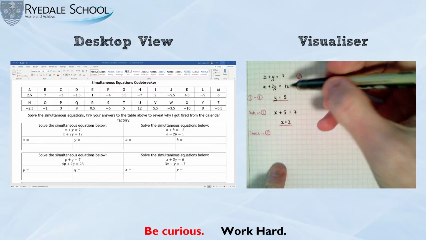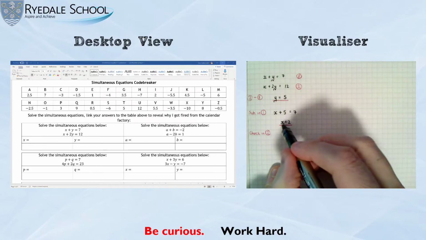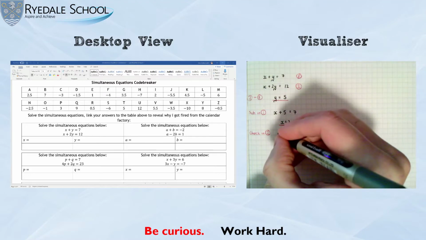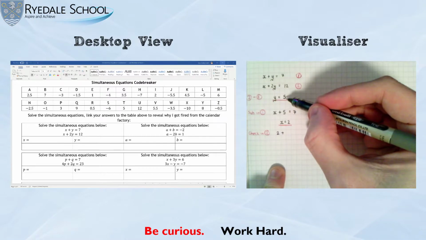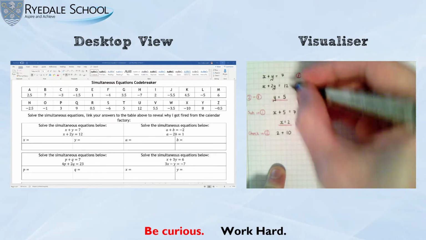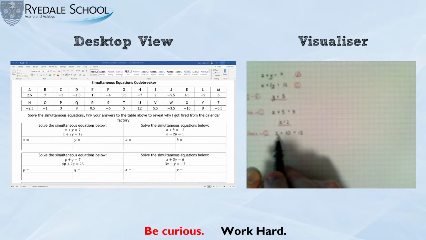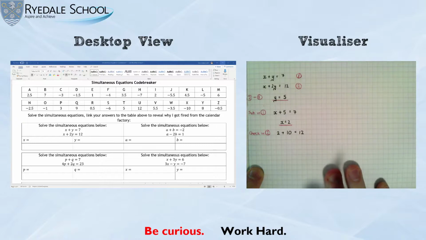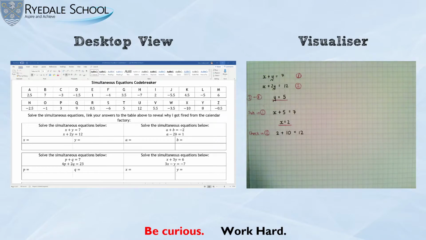So checking in 2, the equation says x plus 2y's has to equal 12. Well, I know that x is 2, so I'm going to write x is 2. I'm adding 2y's. Well, I know that y is 5, so 2 y's would be 10, and it is meant to equal 12. So here I have a calculation, and if that calculation makes sense, I know everything is correct. Is 2 plus 10 12? Well, of course it is. So that's why I put a little tick, just to say I know that my answer is right.